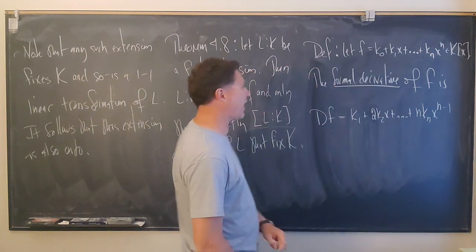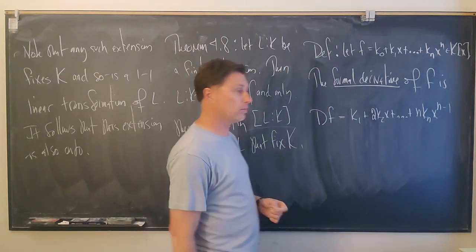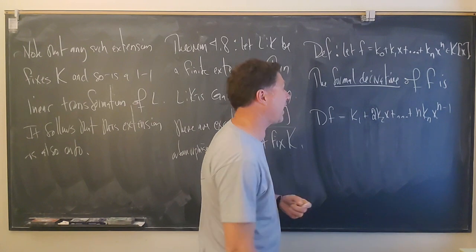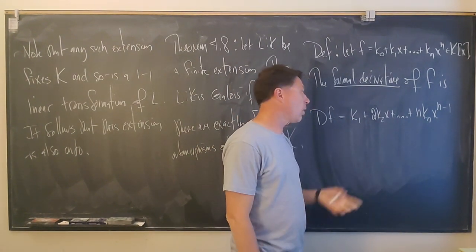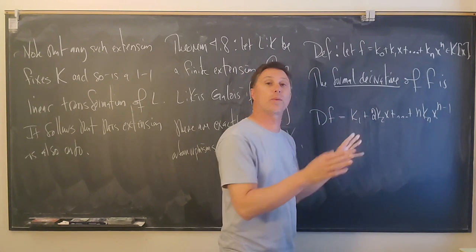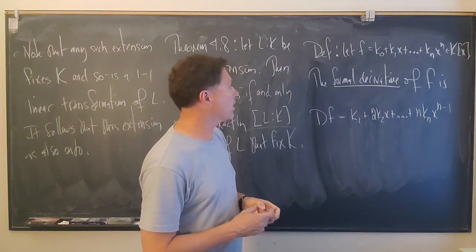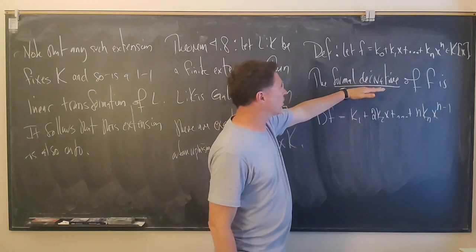What does 2k2 mean? Well, it just means k2 plus k2. What does nkn mean? It means kn plus kn plus kn, n times. So it is exactly the same formula for the derivatives that you learned in calculus, but we call it the formal derivative.